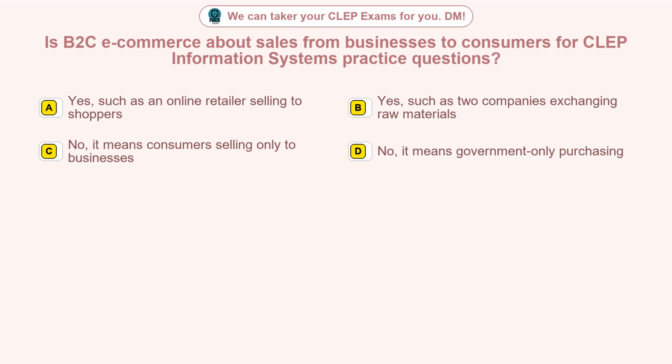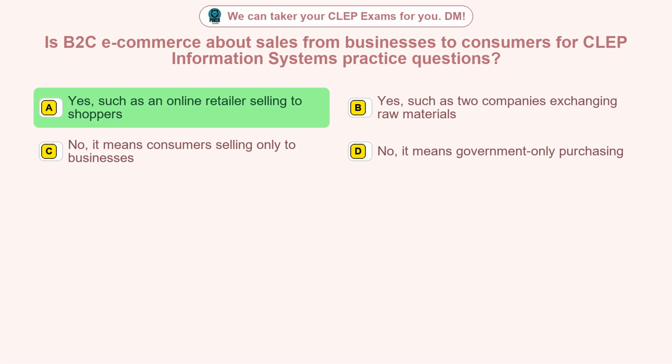Question 12. Is B2C e-commerce about sales from businesses to consumers for CLEP Information Systems practice questions? Option A. Yes, such as an online retailer selling to shoppers. Option B. Yes, such as two companies exchanging raw materials. Option C. No, it means consumers selling only to businesses. Option D. No, it means government-only purchasing.